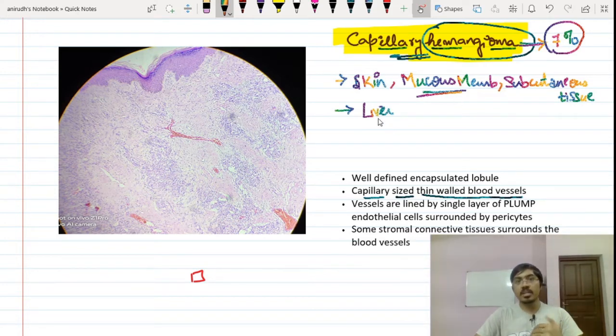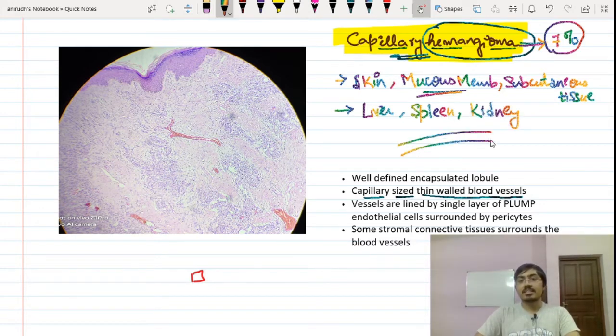But inside the body, if they are asking which is the most common site, it will be liver. And you can have it in the spleen, and in the kidney also. So these are certain sites that you can remember where this kind of tumor develops, right? The stromal component is very less, and that will be present in between the blood vessels over here, and these are the blood vessels over here.